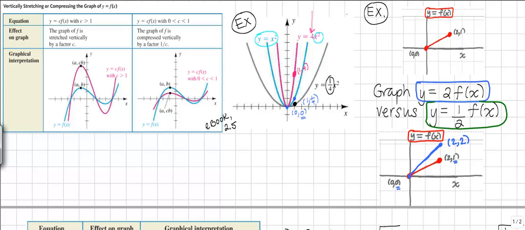If instead I multiply by 1/2, 0, 0 still doesn't go anywhere because 0 times anything is 0. But the ordered pair 2, 1, if I multiply the y by 1/2, will become a new ordered pair 2, 1/2. Okay, so again, multiplying by a positive number bigger than 1 is a vertical stretch. Multiplying by a positive number smaller than 1 is a vertical compression.